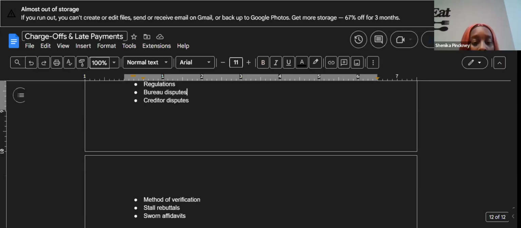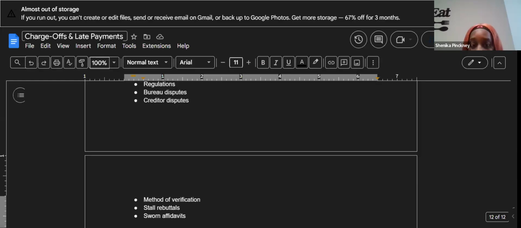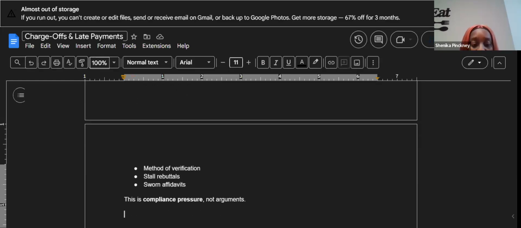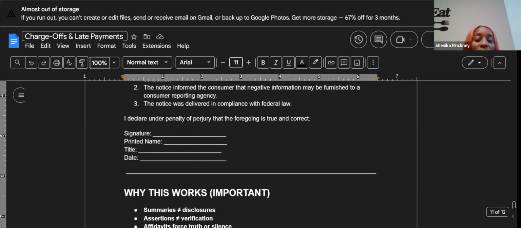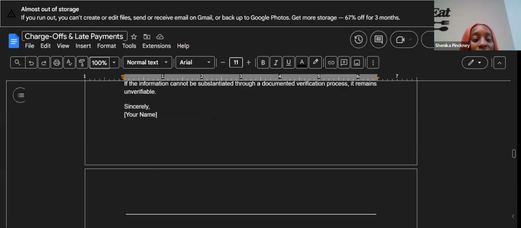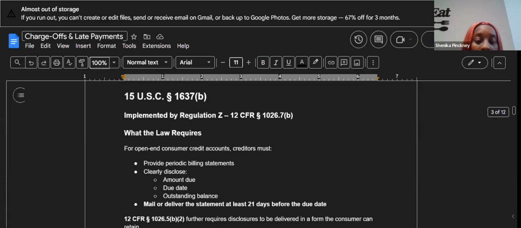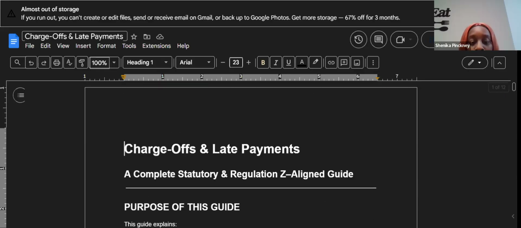All right. And then my final note to you guys is that you now have in this guide the statutes, the regulations, the consumer reporting agency disputes, the credit disputes, the method of verification, the stall rebuttals, and the sworn affidavits. This is compliance pressure, not arguments. Like I said, I didn't argue with them. I strictly hit them with the laws. And I include my affidavits. I send everything certified. I also want the return receipt because I do not want any miscommunication about anything.